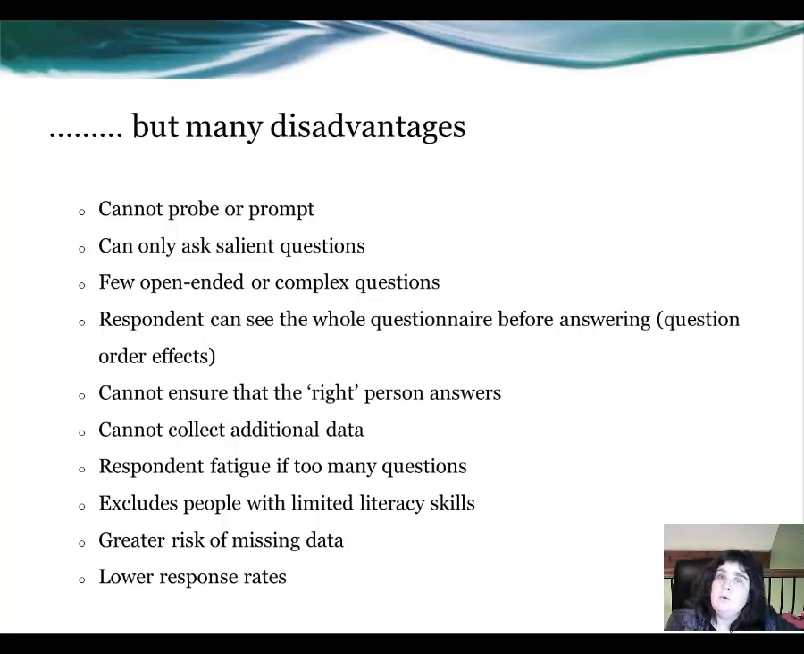You do exclude people with limited literacy rates, or people who are typically non-internet users if you're doing it electronically. And by the way, you have a lower response rate with self-administered questionnaires.